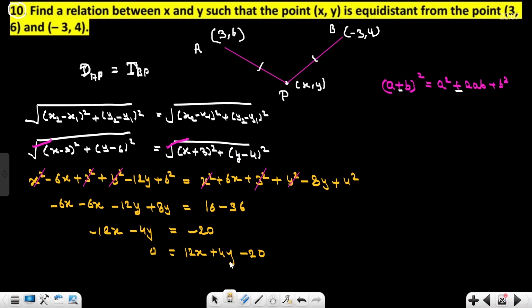In math you can reduce this equation, all constant values divide by 4. So divide by 4. When you divide 0 by 4, it is 0, on left and right side both. 12 divided by 4, 3x. 4 divided by 4, 1y. 20 divided by 4, 5. Answer. Okay, I hope everyone understands.